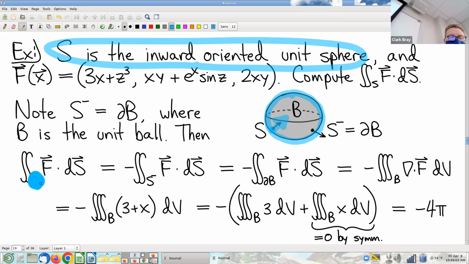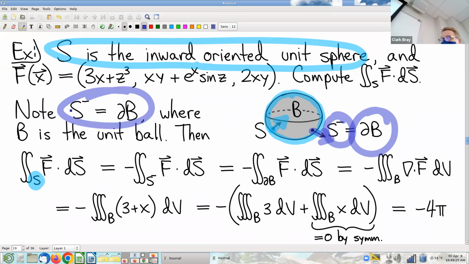However, this surface here, same surface, but oriented the other way, S minus, that is a boundary. S minus is literally the boundary of the unit ball. And again, for color coding purposes, it's that solid region right there, this green ball. So S minus is a boundary.